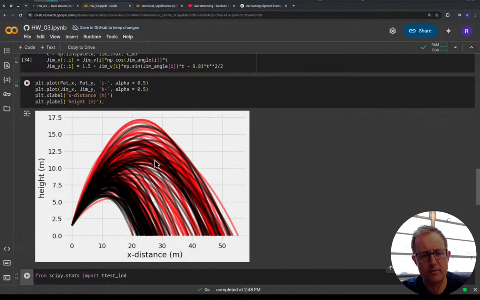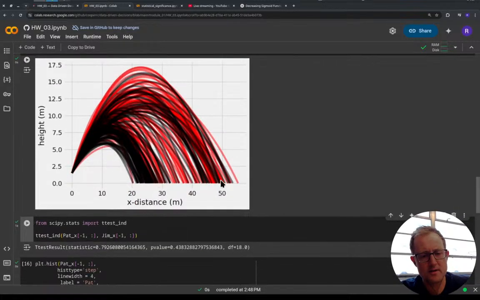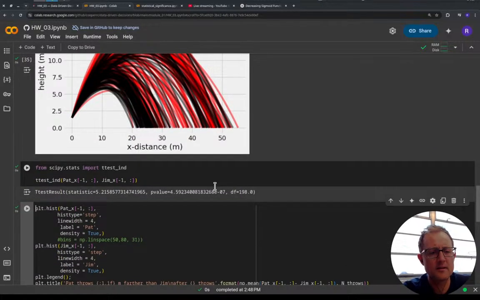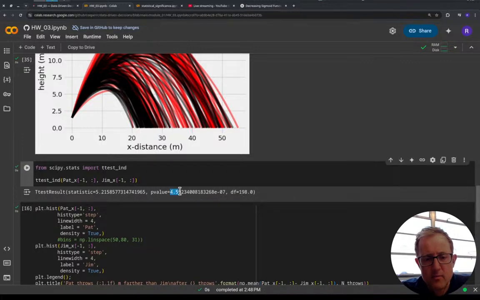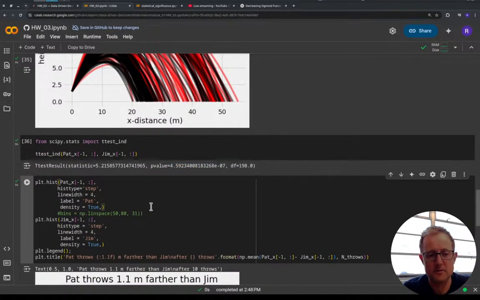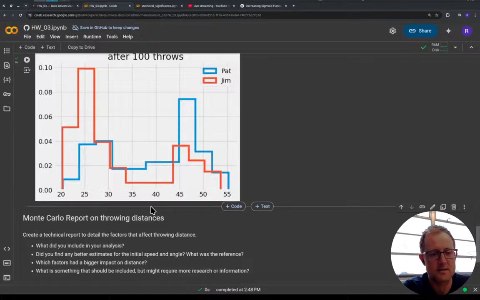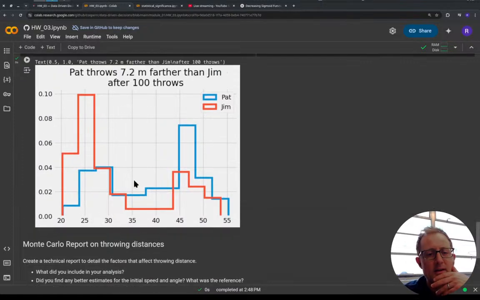Now we have 100 throws. So there's a whole bunch of stuff going on, a lot of different distances. And now we can see pretty clearly that there's a very small p-value here. So it seems like the two means are statistically significantly different.